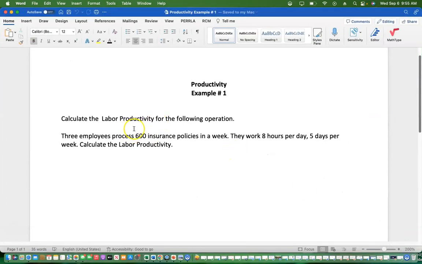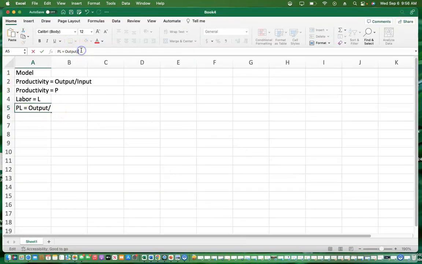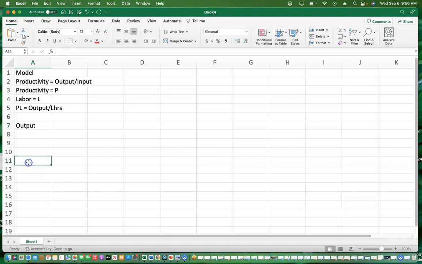Now, if you look at the example, we have three employees and they have to process 600 insurance policies. These three employees work for 8 hours, 5 days a week. So you can see that we are focusing on the labor hours spent to produce these 600 insurance policies. Therefore, here we're looking for labor hours. So we're going to develop our model. Here we have output, and we have inputs.